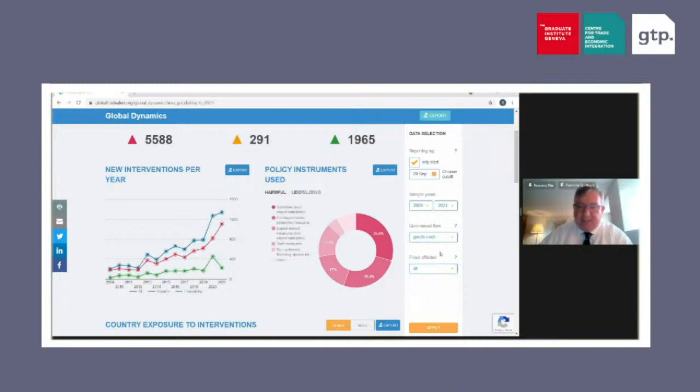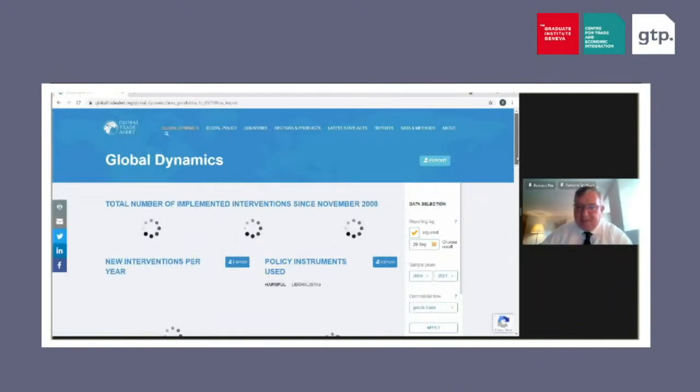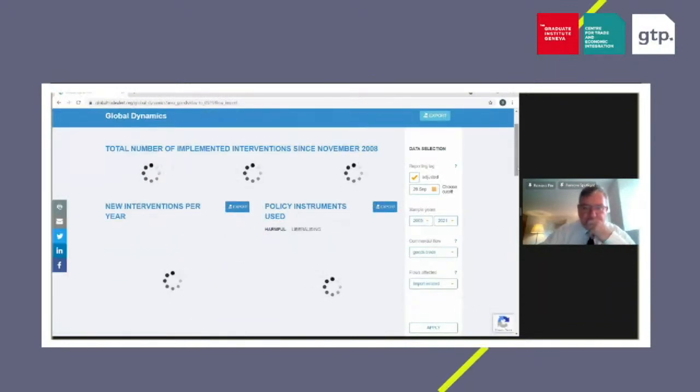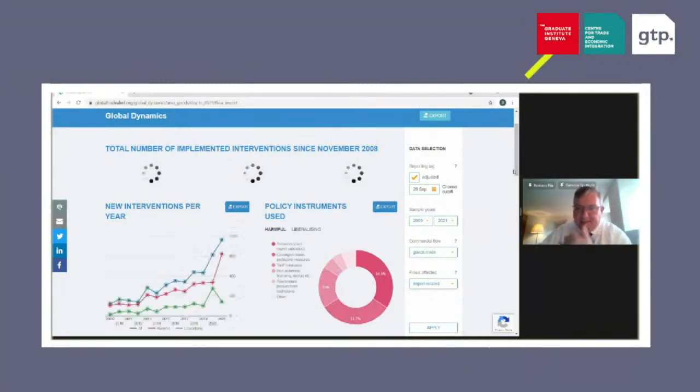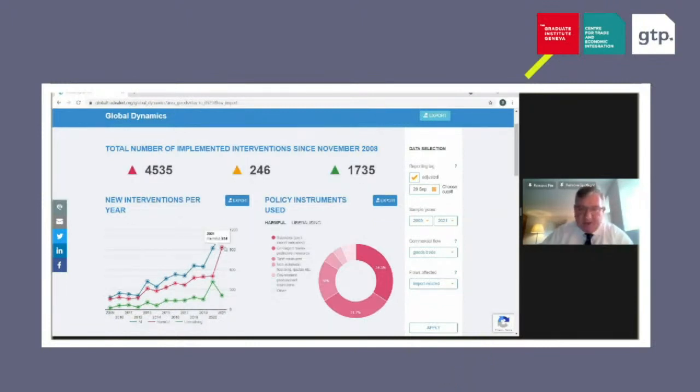If you click on this flows affected option, you can find measures, and here I focus on import related measures and extract the statistics for those as well. Again, the statistics will be recomputed, in this case for the reporting lag adjusted totals for goods trade and only for import related measures. Interestingly, this year has seen a spike in the number of policy interventions which are reducing imports. These are principally subsidies to import competing firms this year.